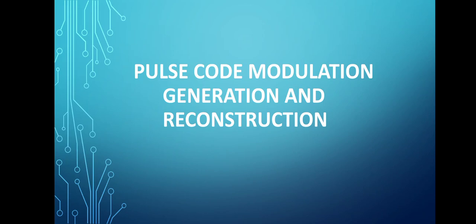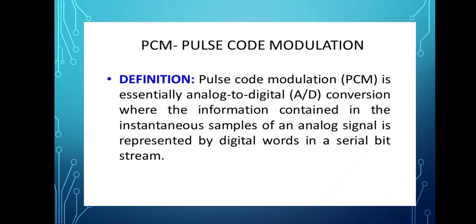My topic is pulse code modulation. Let me explain about pulse code modulation, generation and reconstruction. First, what is pulse code modulation? Pulse code modulation is an analog to digital converter. Here, the information present in the given input sample is in analog form and it gets converted into digital form using pulse code modulation. We are going to see about pulse code modulation transmitter and receiver.